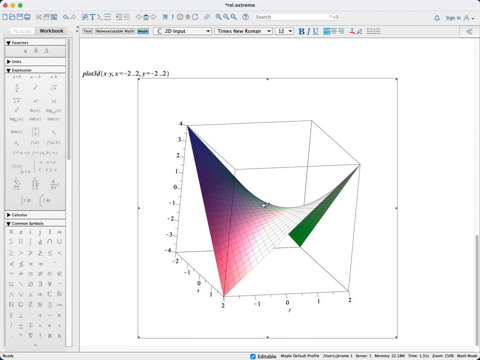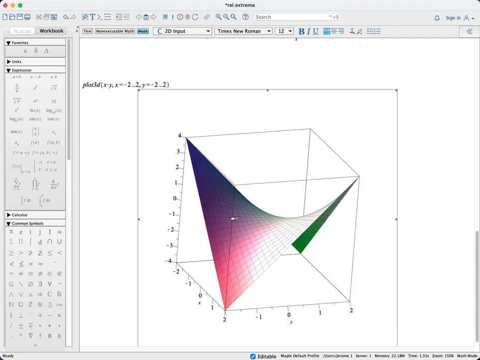So not only are we interested in the peaks and the valleys, but we're also interested in these points that we refer to as saddle points. So there you go. That's just a visualization of the things that we're going to be computing.